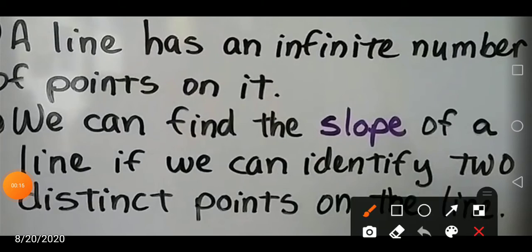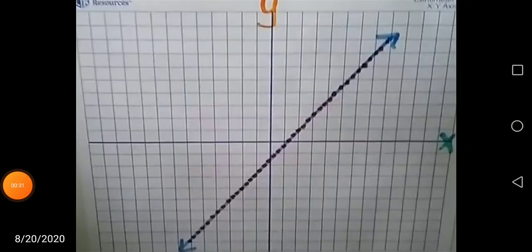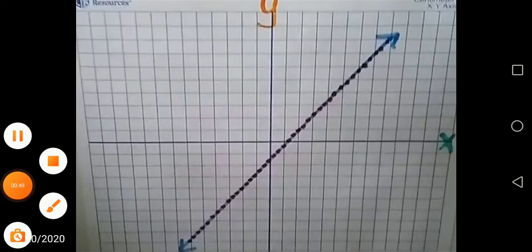Okay, dear students, a line. A line has an infinite number of points on it. We can find the slope of a line if we can identify two distinct points on the line. As you can see here in this graph, I have an infinite number of dots. If I have another marker, I can draw more than these dots.